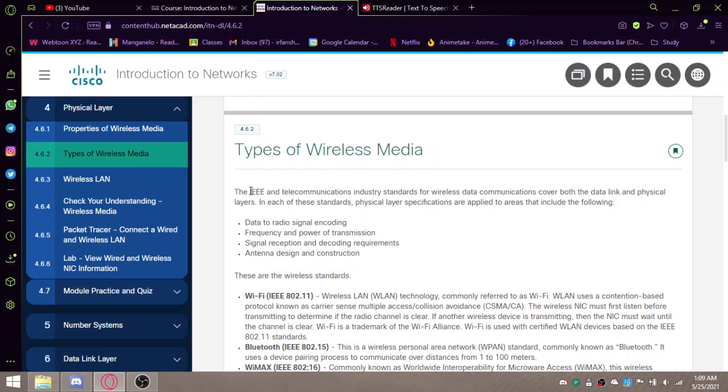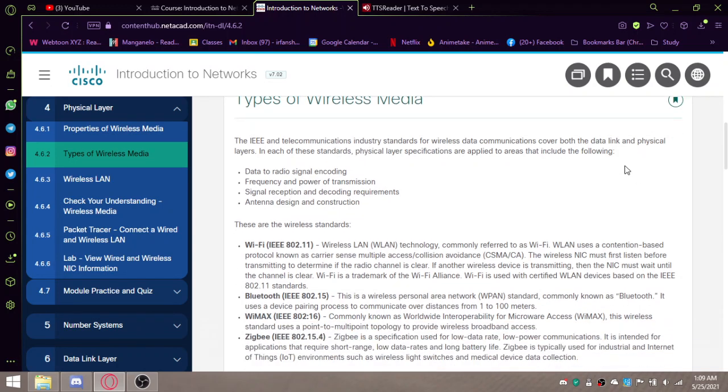Institute of Electrical and Electronic Engineers and Telecommunications Industry standards for wireless data communication cover both data link and physical layers. In each of these standards, physical layer specifications are applied that include the following. Allah Akbar nyamuk. Okay, terkejut aku. Data to radio signal encoding, frequency and power of transmission, signal reception and decoding requirements, antenna design and construction.